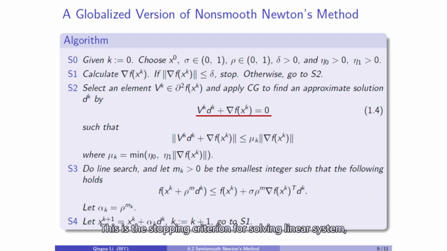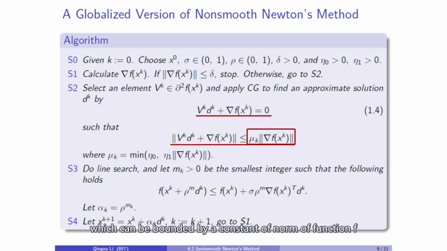Until what? This is the stopping criterion for solving the linear system. It means that we just need the residual of the linear system to be bounded by a constant times the norm of function f at the current iteration. By doing this, we can already show the global convergence.